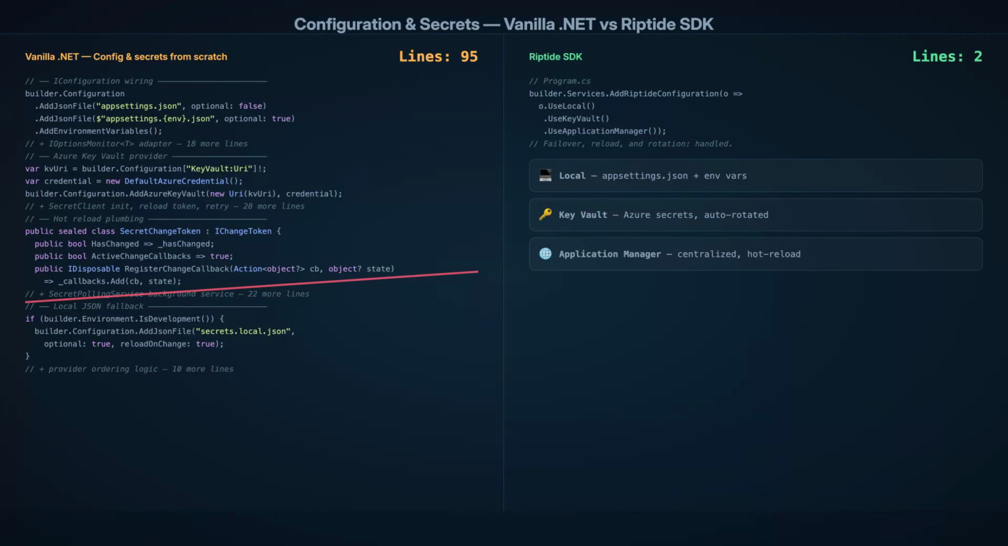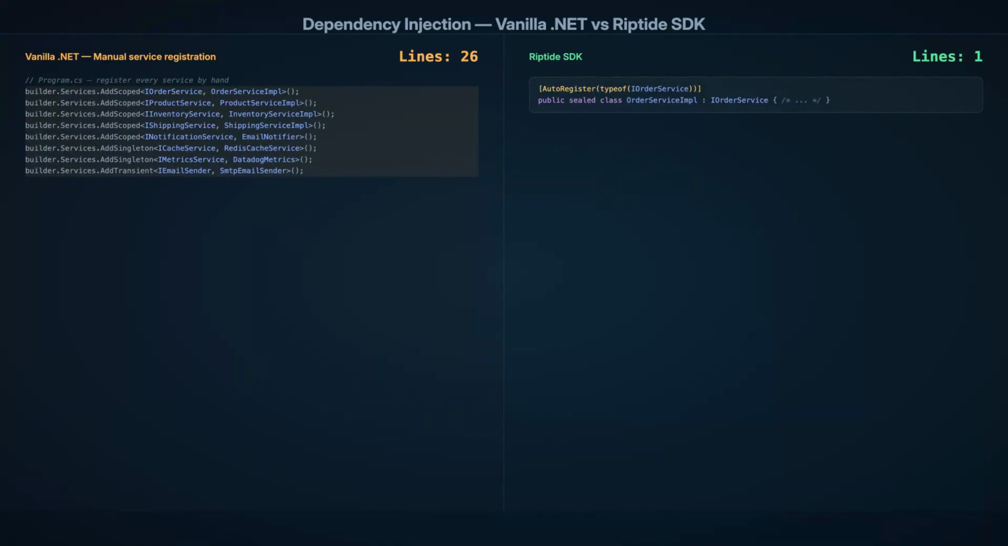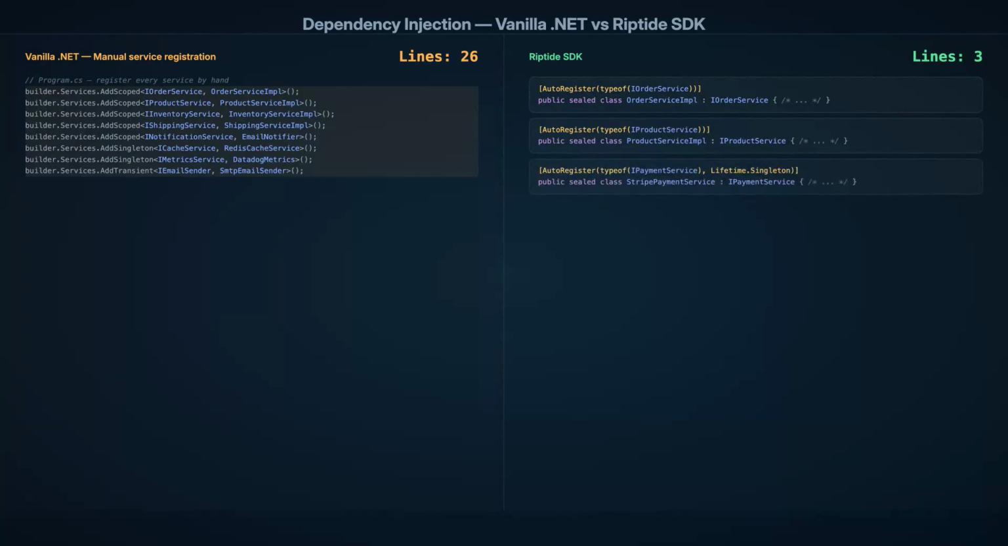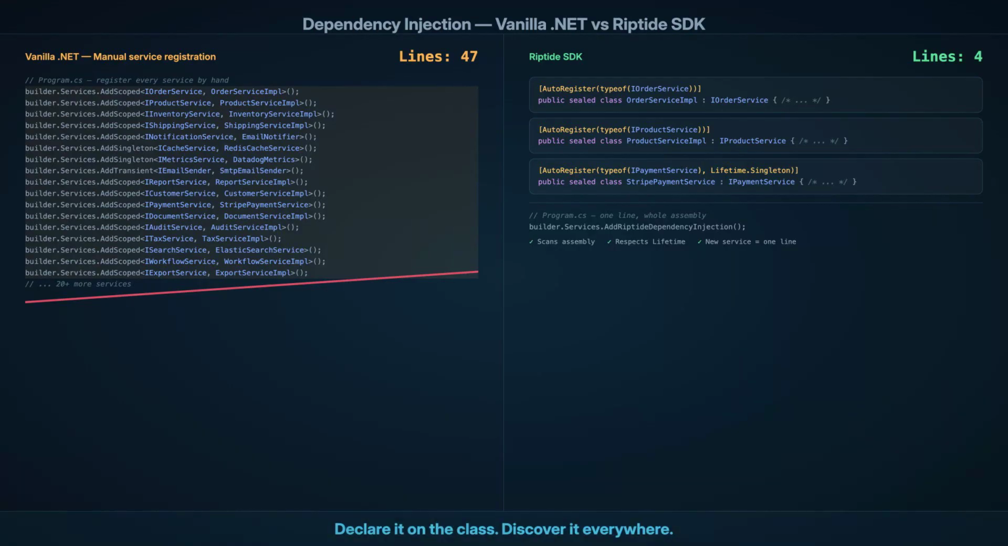They never see it. Service registration is death by a thousand AddScoped calls. Riptide flips it. You declare what each class is with an attribute. The framework finds them. One registration call, one assembly scan, every service wired. New service? One line. No registration ceremony.